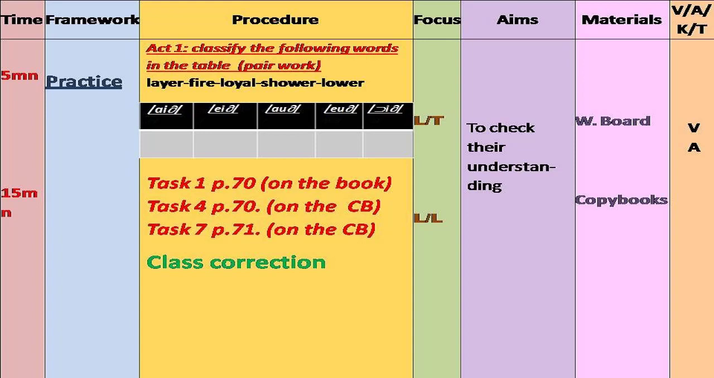Then you have activities from the book. Here, don't forget to mention whether it's pair work or group work or individual work. And you mention, of course, the time. You set the time for each activity. And you mention whether they have to write it in their copybooks or they do it orally. An oral activity is compulsory in a pronunciation lesson, or they just have to do it in their books. And then you have class correction, of course.